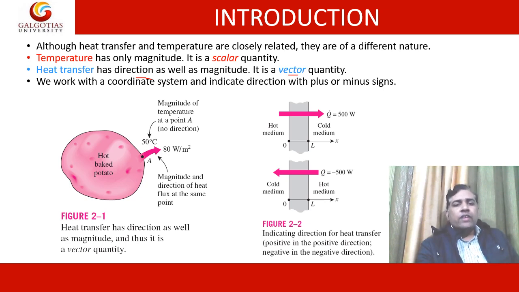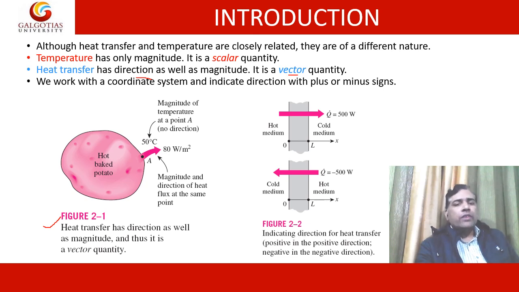As you can see in this figure, figure number 2.1, there is a hot baked potato, and the temperature of the hot baked potato is 50 degrees Celsius.